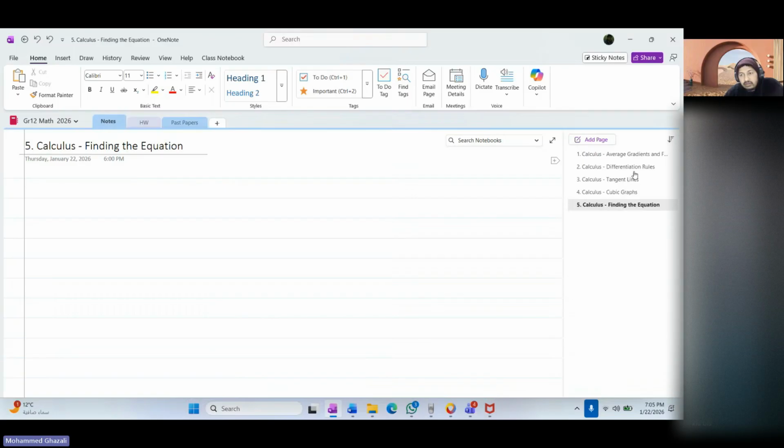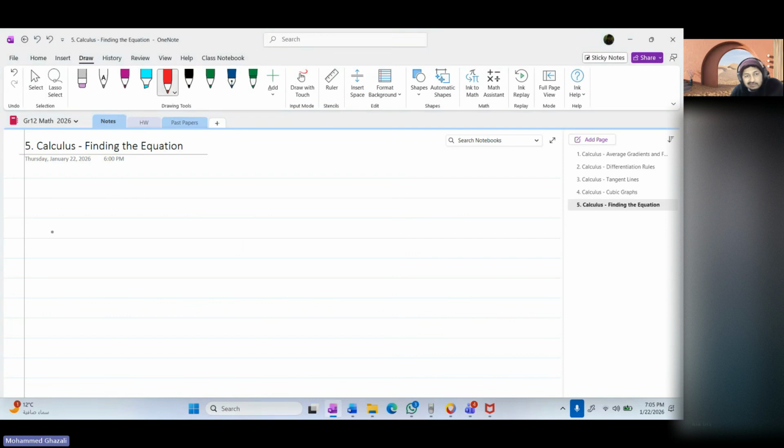Calculus, and in today's lesson we're going to be given the cubic equation and we need to find the equation, in other words the cubic function. So let's look at the conditions that we need to look at on the cubic graph.